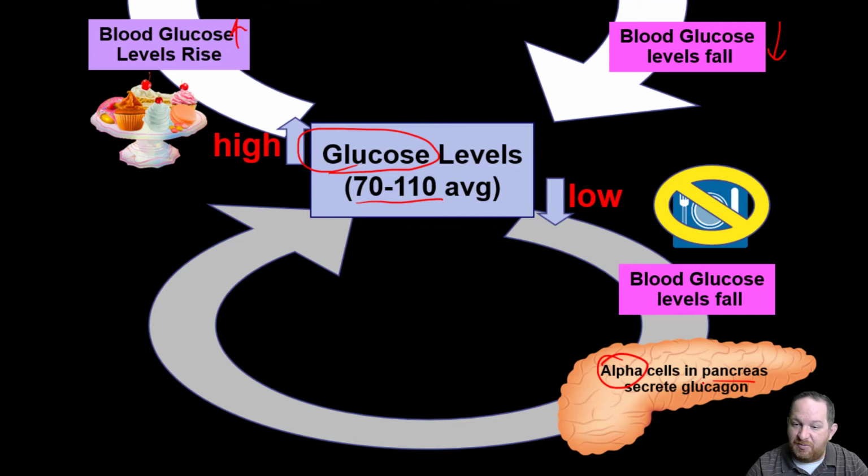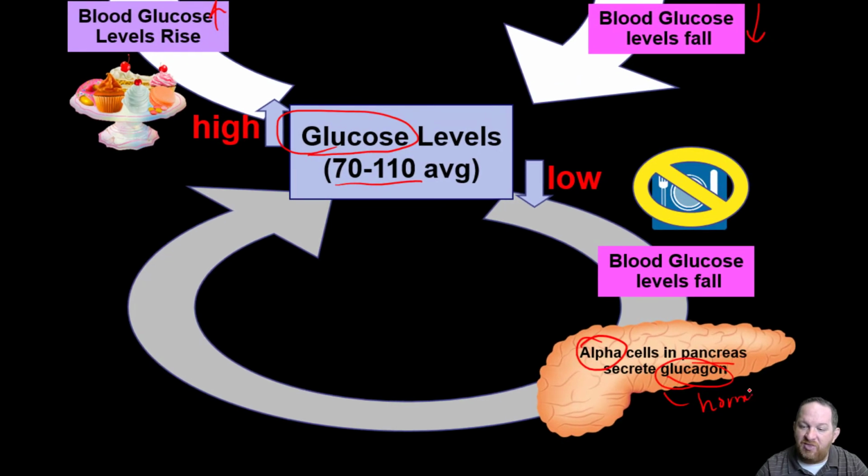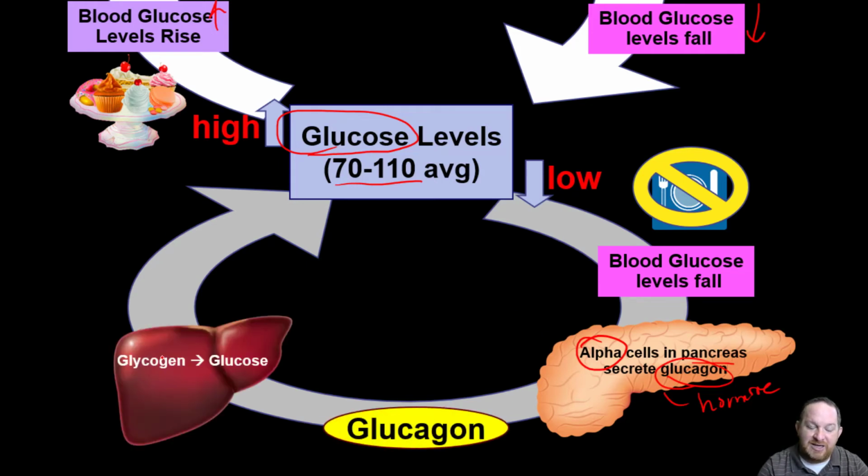The alpha cells in the pancreas will secrete glucagon, which is another hormone, but this hormone does the opposite of insulin. Insulin says glucose stores glycogen. The hormone glucagon says glycogen, break back down to glucose. We need to put some glucose back in the bloodstream, the blood supply. So glucagon is the signal for glycogen to be broken down back into glucose.